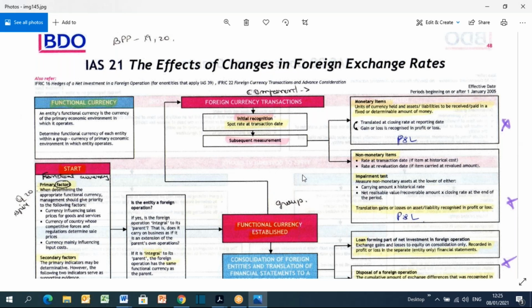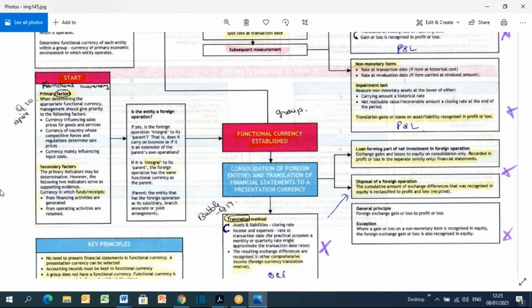So, as you know from IAS 21, if it asks in the exam, it always starts with the functional currency, and it will ask you to determine a functional currency, and you have to put down the primary factors and the secondary factors in order to determine that functional currency. And you have a lot of questions about this in the BPP question revision kit. Is question 20 Aspire.